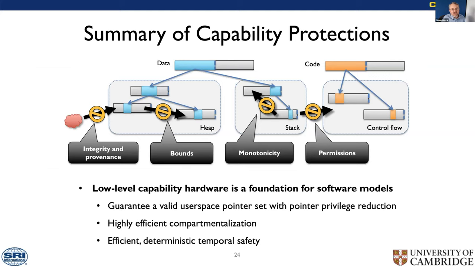Okay, so let's summarize the capability protections that we have, and then we'll look at hardware. So you get integrity and provenance, you get bounds checking, you get monotonicity, so you can't increase your privileges, and you get very strong checking of permissions. So for instance, you can't accidentally execute some data or vice versa.